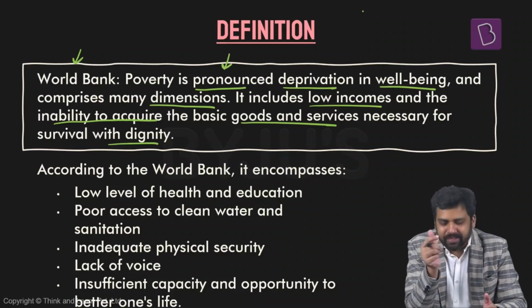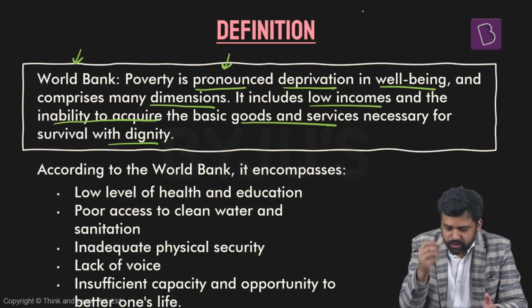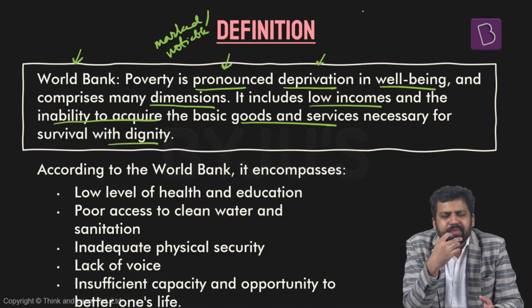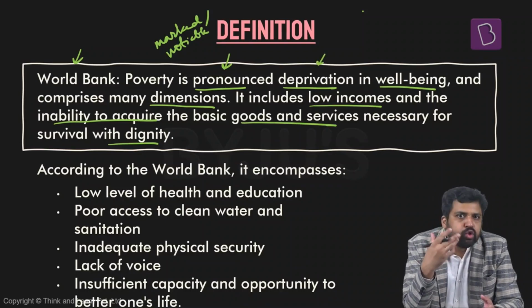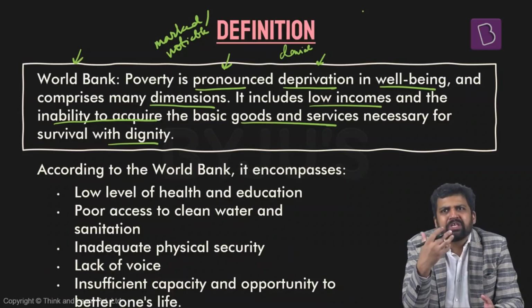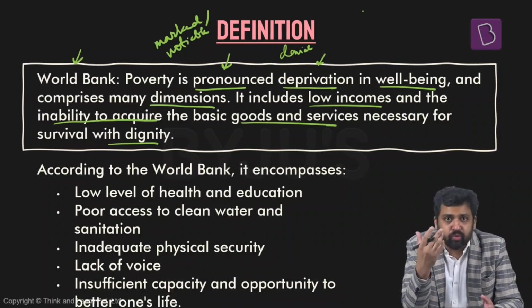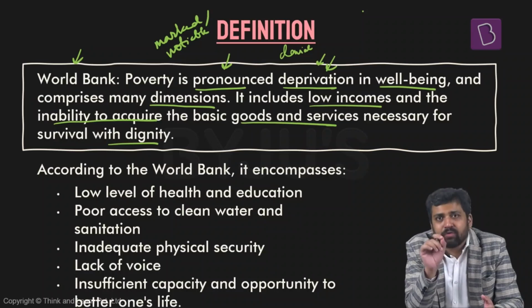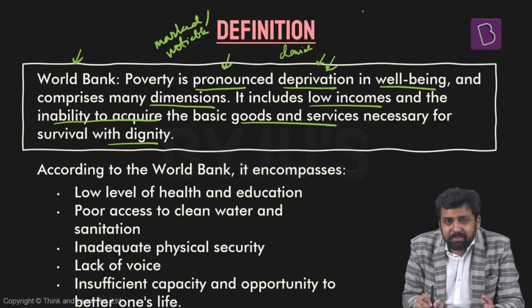The first word that I've highlighted, which is significant here, is pronounced. What do you mean by pronounced? Pronounced implies marked or noticeable. The second word is deprivation. What is the meaning of deprivation? Deprivation implies denial of something which is usually considered to be a necessity. Right? Things which are essential for human survival, if that is denied, it implies deprivation. So poverty is a marked denial of something which is essential, which is necessary. So poverty is pronounced deprivation in well-being.